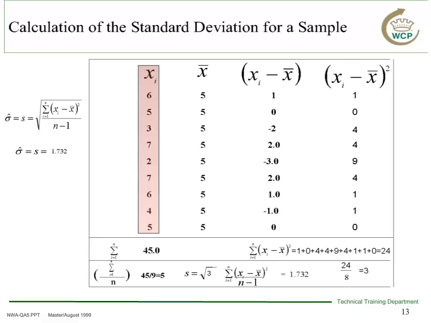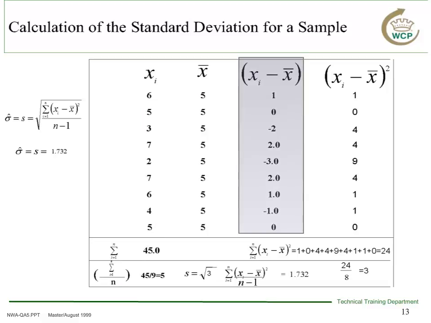If we add all these together and divide by 9, we get the average of the data set, which in this case is 5. Subtract the average from each data point and we get the next column on the right. For example, the top row, we take 6 minus 5, which equals 1.